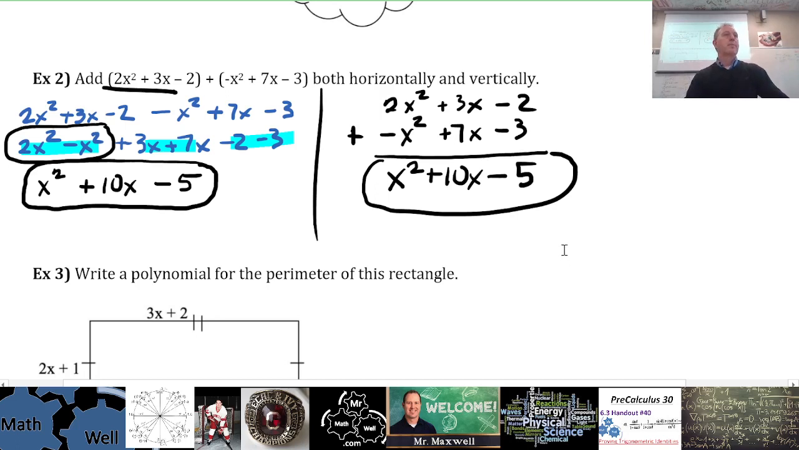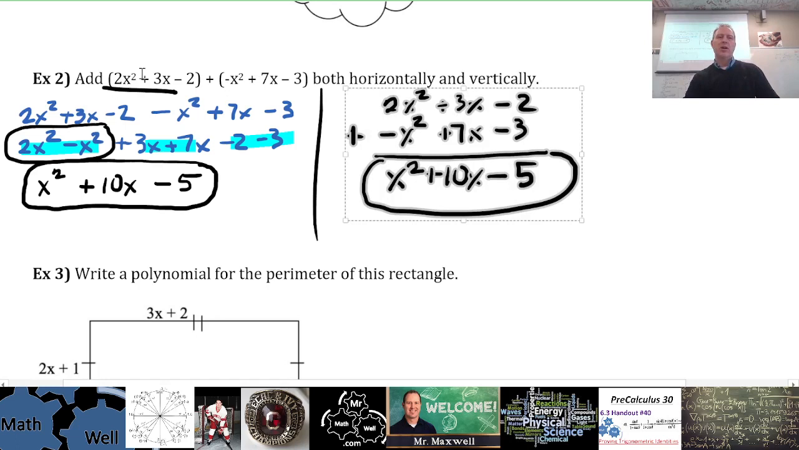Good? Yes? Is the vertical way the faster way? Or would it just be the easier way? I don't know. I think as you move through math, you're not going to be doing this a lot. You won't have to do this vertically a lot. I think that it's just helping you to see the like terms. That's why we're teaching you about this now.